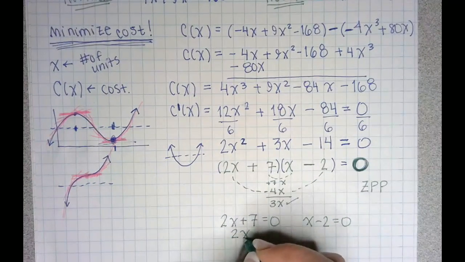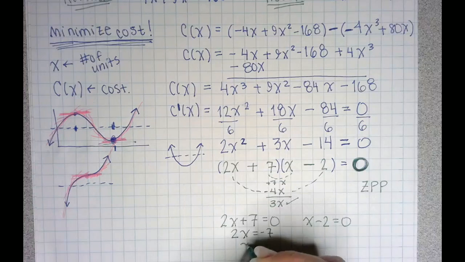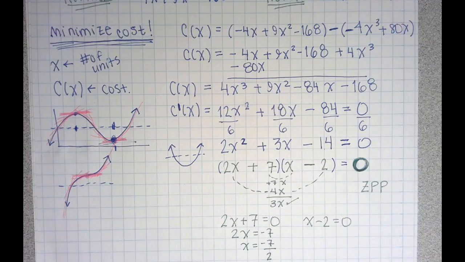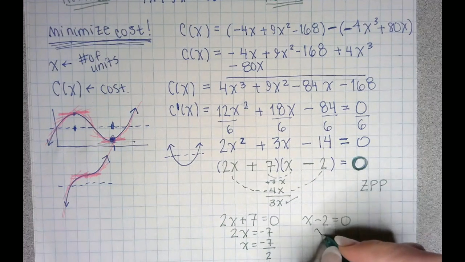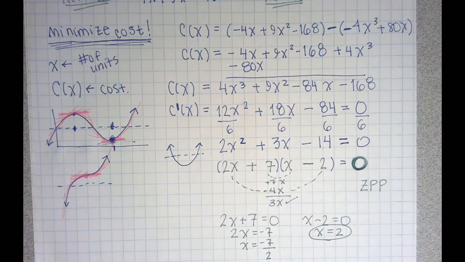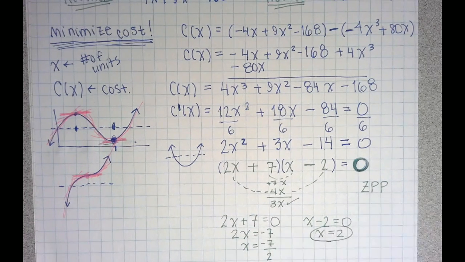So you get 2x is negative 7, so x is negative 7 over 2, which is probably a throwaway answer because you're not going to produce negative 7 over 2 units. And then here we get x equals 2. Beautiful. Now you're not always going to get a whole number because these are also approximations. So there's nothing wrong with decimals because no model is going to be so precise. You know, we round. We do the best we can. So here's x equals 2.